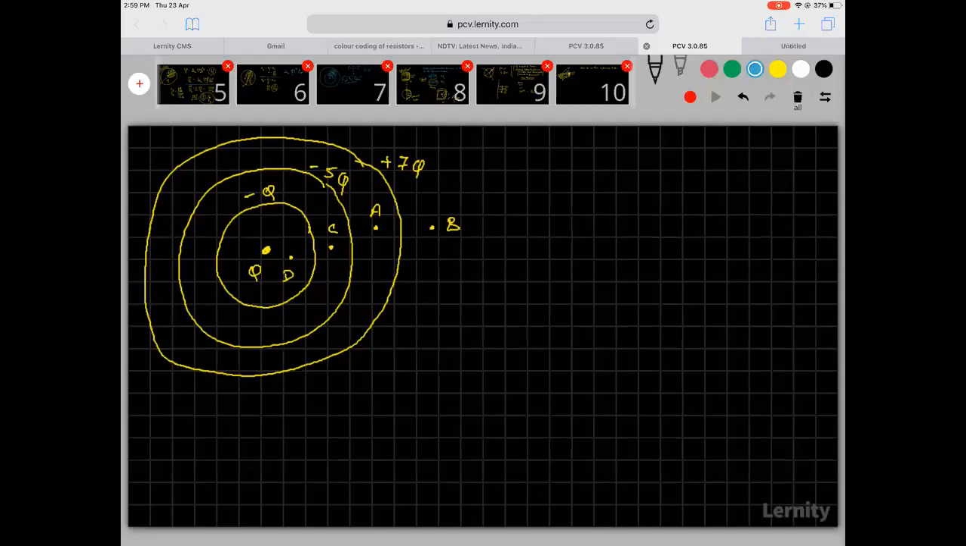Now, the electric field at A is equal to, I draw a Gaussian surface at A. If I draw a Gaussian surface at A, what is the electric field? What is the charge inside? Minus Q minus 5Q, that is minus 6Q. So minus 5KQ by R squared. What is R? R is this radius, whatever it is. So I can say that R is greater than RC, less than RB.